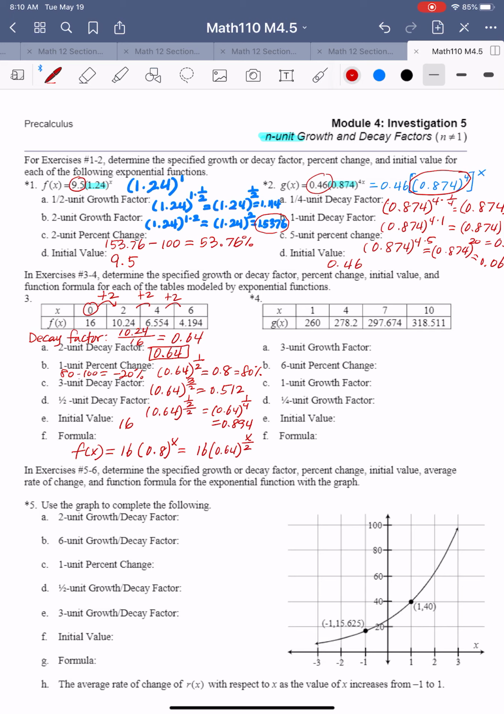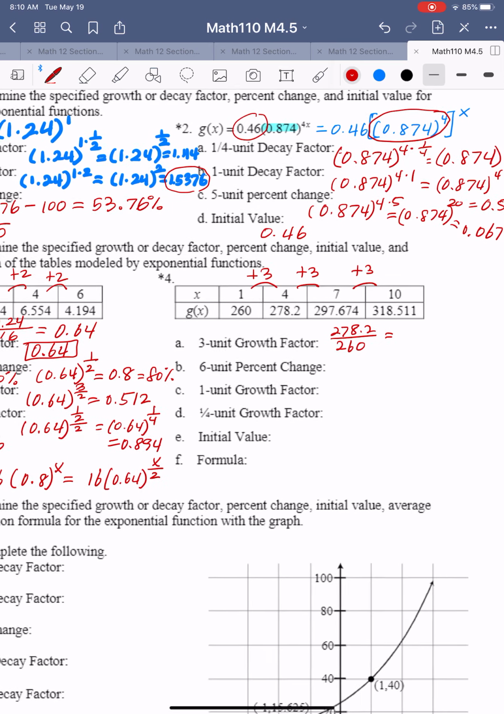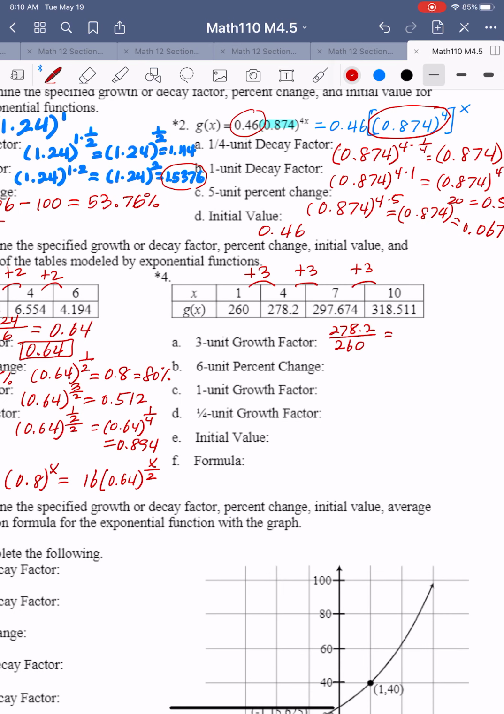All right, 3 unit growth factor, because x is actually increasing by 3. So yeah, you can call this a 3 unit growth factor. Okay. So what you do is just divide 278.2 by 260. And then I am getting 1.07. And then 6 unit percent change. Okay. So 6 unit percent change.